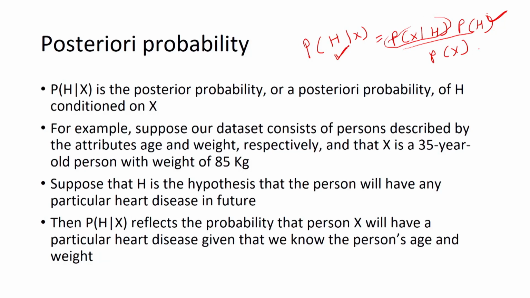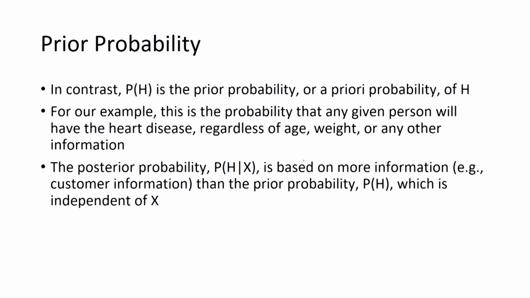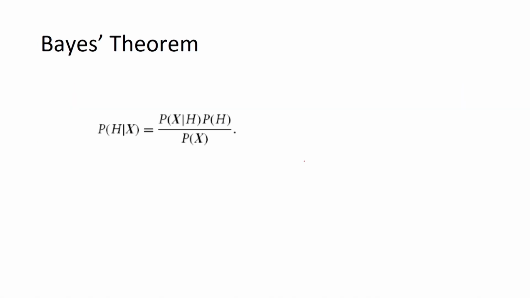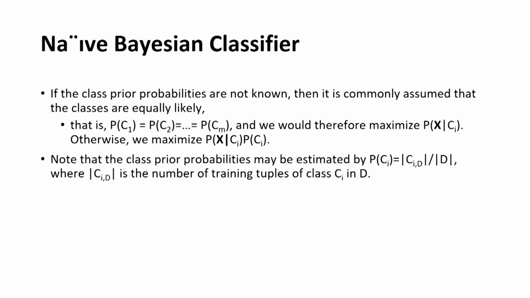We can leave the denominator out because for all the hypotheses this denominator part is the same. We can leave this, but these two will be used here. So, we have seen what the prior probability and the posterior probability are. This is the Bayes theorem that we will use in Naive-Bayes classification. This is the crux of Naive-Bayes classification.